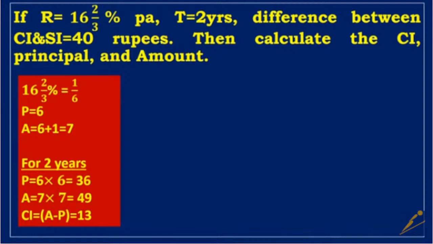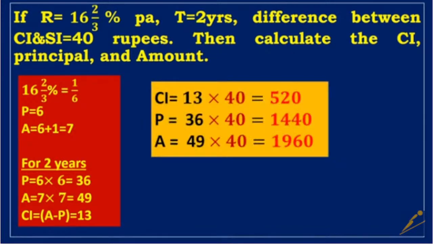The compound interest is calculated by subtracting the principal from the amount, which is 13. By multiplying the difference between compound interest and simple interest value of 40 rupees into the principal, amount, and compound interest values, we get the required answer. When we multiply 40 by 13, we get the required compound interest, which is 520. Similarly, multiplying 40 by 36 gives us the required principal of 1440. Multiplying 40 by 49 gives us the required amount of 1960.